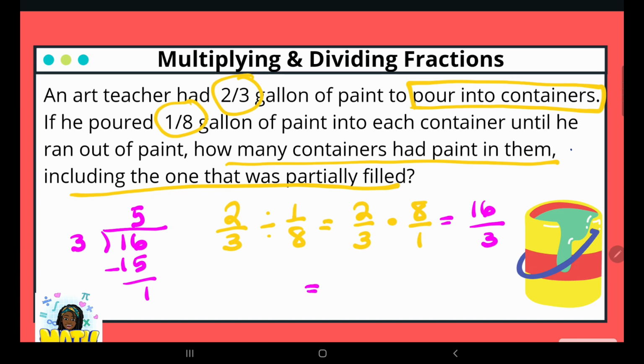The answer would be 6 containers. If it did not want us to include the one that was partially filled, then we would say 5, right? Because we have 5 full containers.